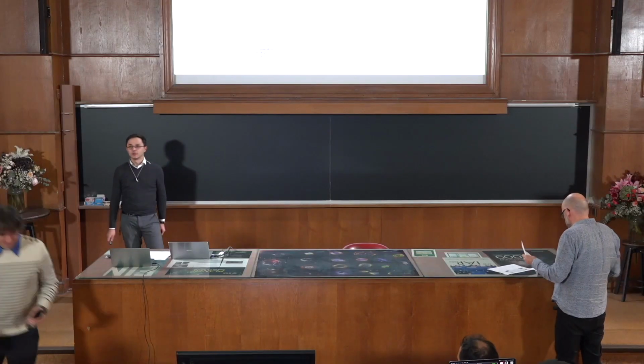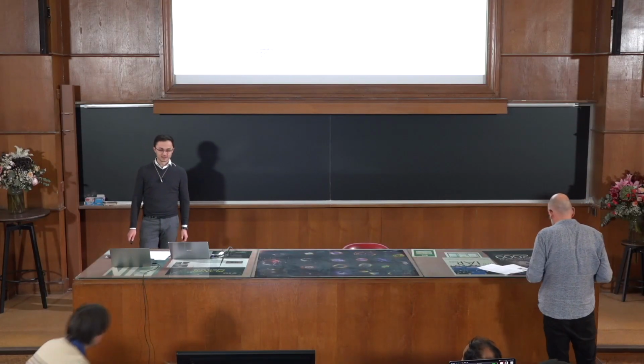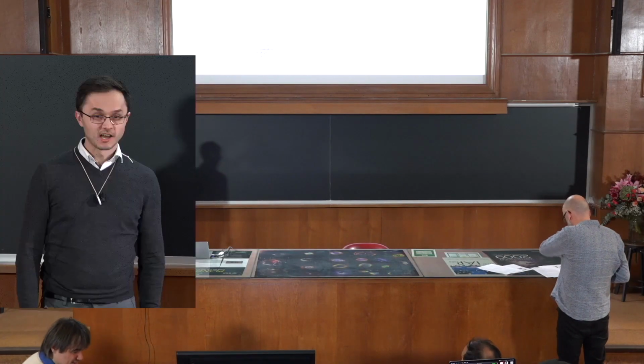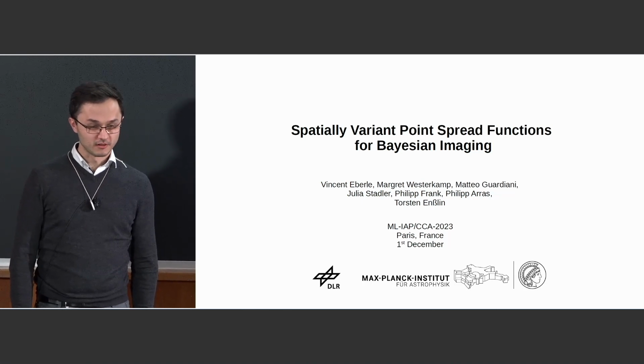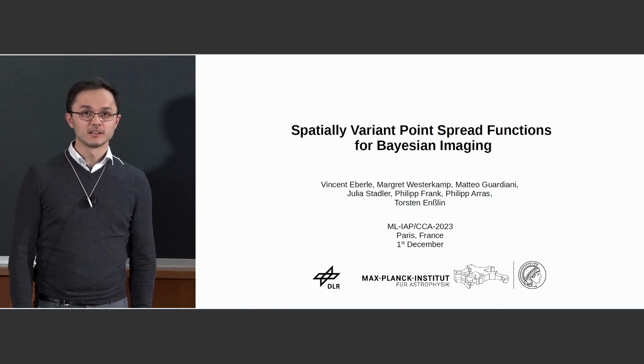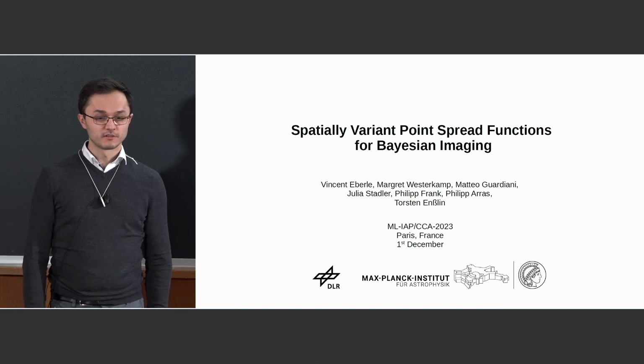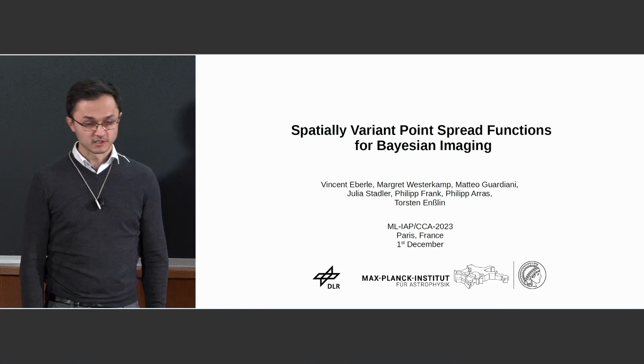Great. So welcome back from the coffee break, and welcome also to the last session of this wonderful conference. My name is Vincent Eberle, and I'm a PhD student at the Max Planck Institute for Astrophysics in Munich, and I want to talk about spatially variant point spread functions for Bayesian imaging.